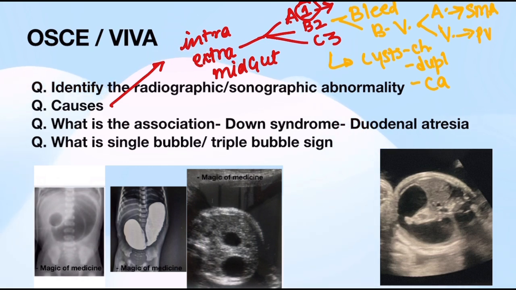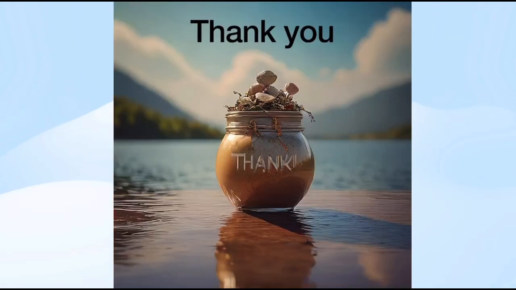Single bubble is just the stomach is dilated and you see only a single bubble in the upper abdomen, and it is commonly seen in congenital hypertrophic pyloric stenosis. Then double bubble, I have told you already, and triple bubble is where you see dilated stomach, duodenum, and jejunum, and it is commonly seen in jejunal atresias. So that was all about double bubble sign.